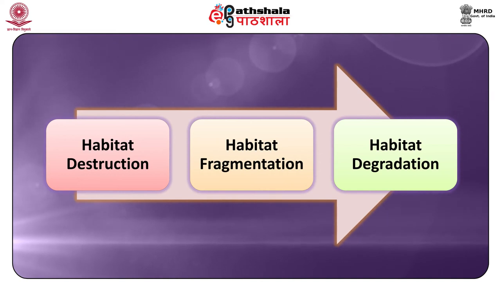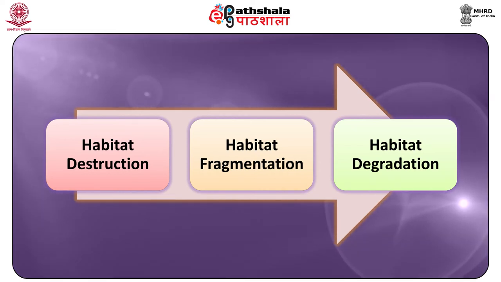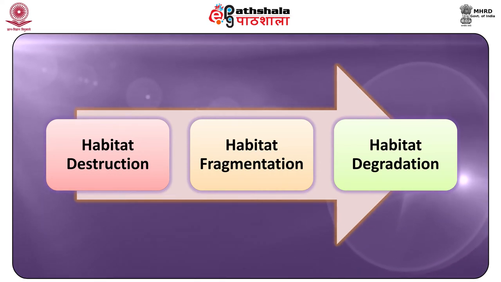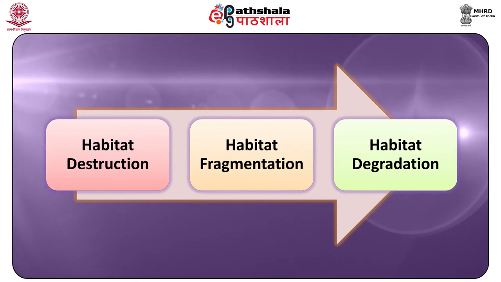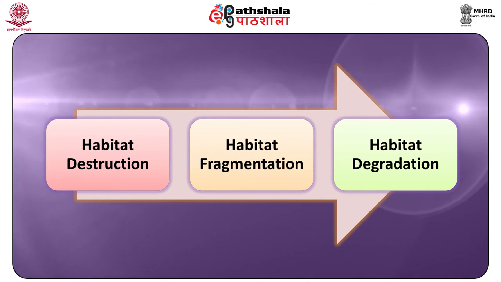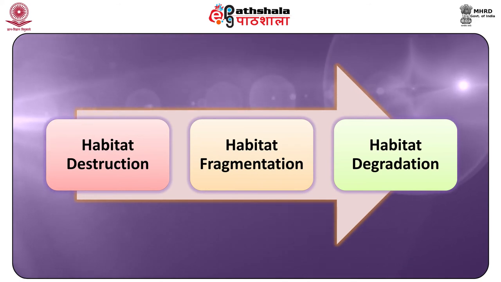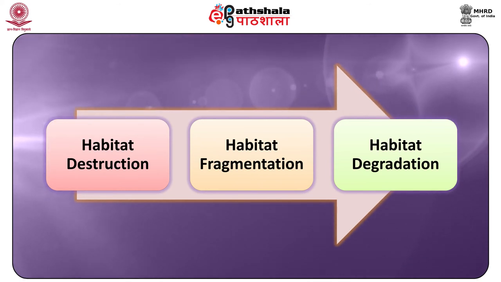Next is habitat degradation. Pollution, invasive species, and disruption of ecosystem processes, such as changing the intensity of fires in an ecosystem, are some of the ways habitats can become so degraded that they no longer support native wildlife.